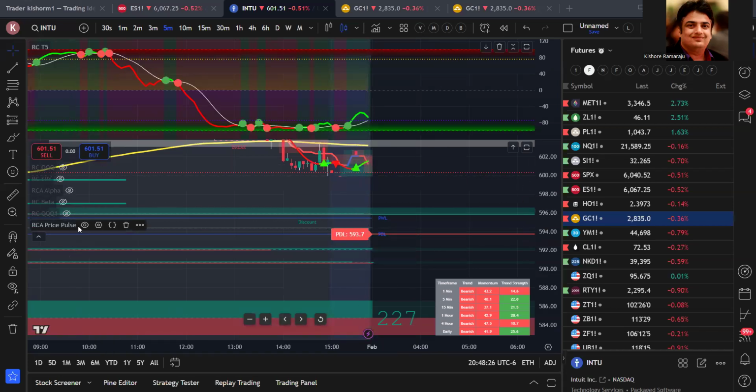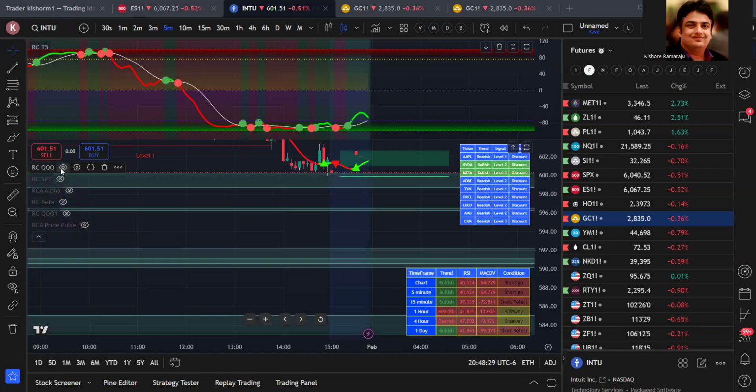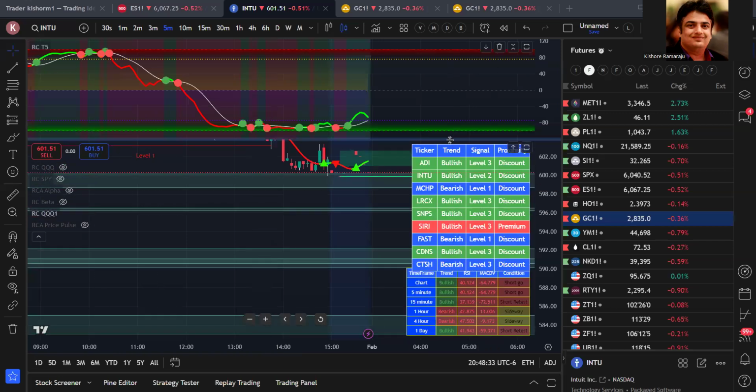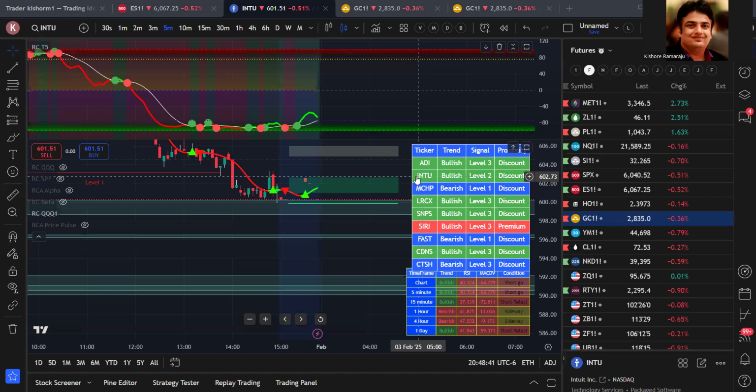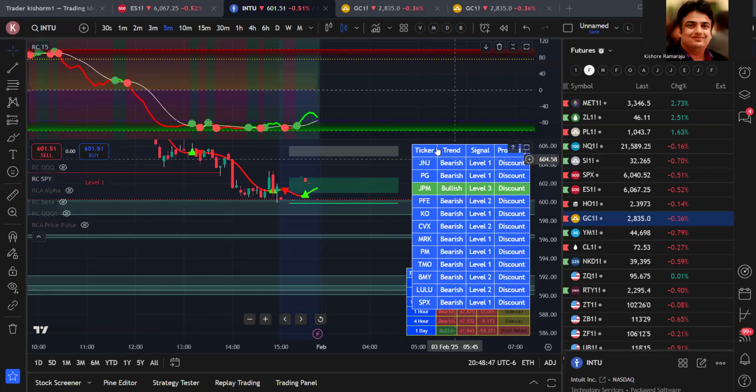So now instead of looking at 40 different charts, you just saw that out of this, I know LRCX reported good earnings, so that is a good stock. So you can buy LRCX or INTU or ADI or SNPS or CDNS. In the same way, if you want SPY, you can see JP Morgan is bullish at a level.